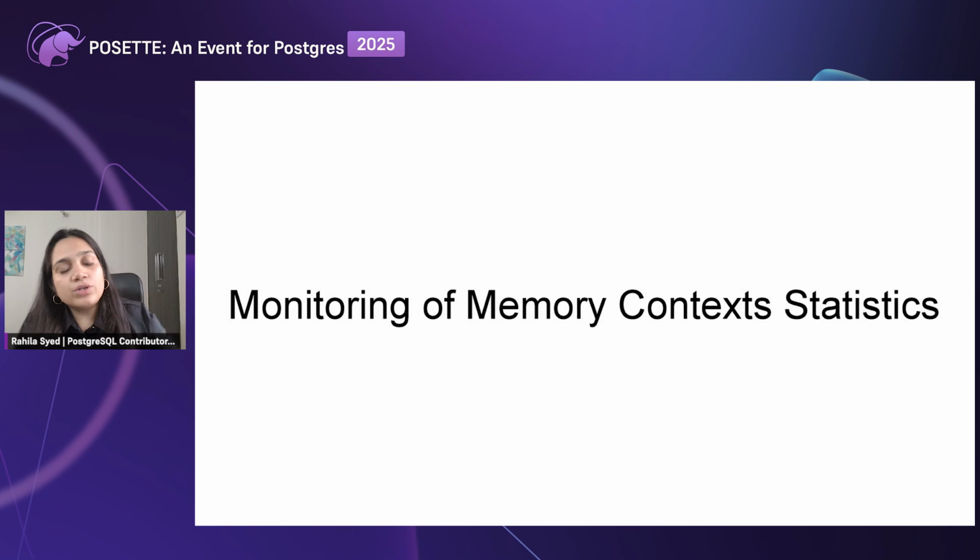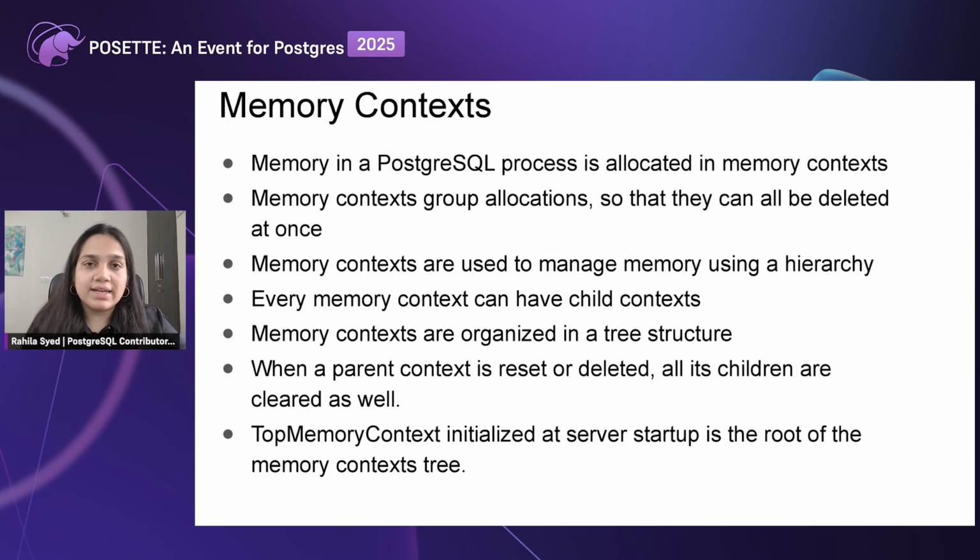So now let's dive into a specific monitoring feature, which is memory context monitoring. And for that, let's first look into what memory contexts are. Memory contexts are a way to group memory allocation in PostgreSQL. We group these allocations so that they can be deleted all at once. So it makes managing memory easier.